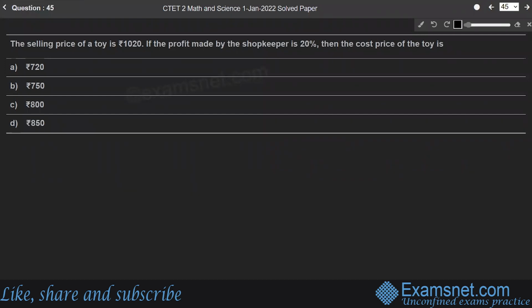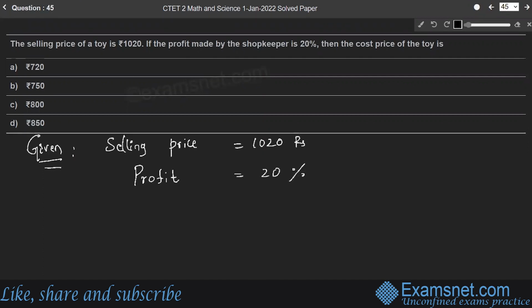Question number 45. The selling price of a toy is 1020 rupees. If the profit made by the shopkeeper is 20%, then the cost price of the toy is. Let us write the given data. Given selling price is equal to 1020 rupees and the profit is 20%. Here we need to find the cost price of the toy.